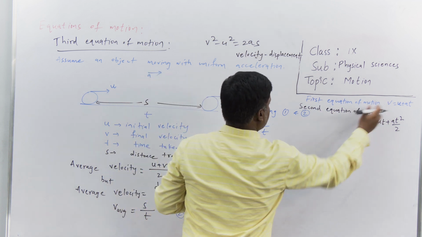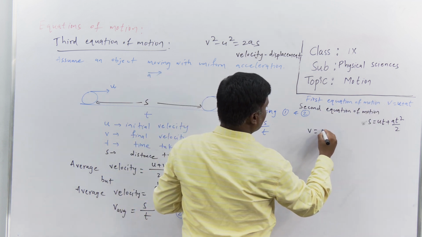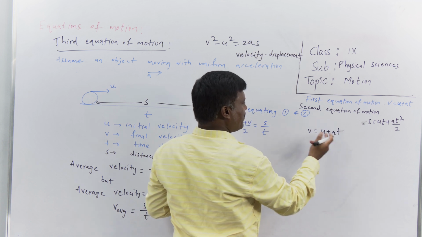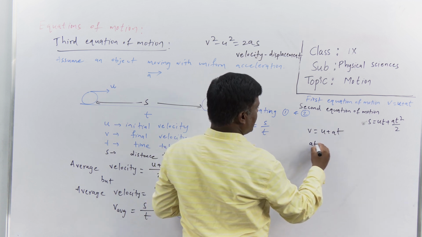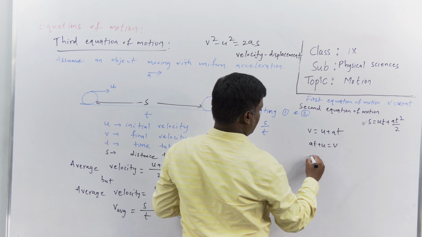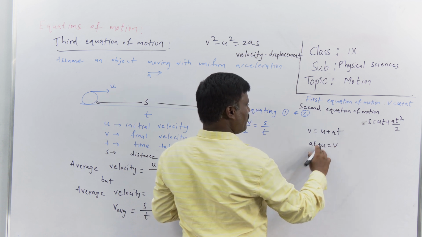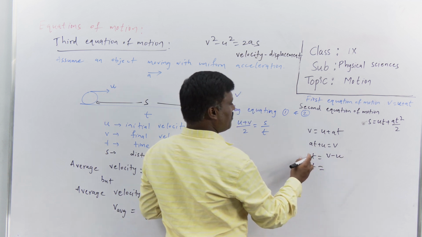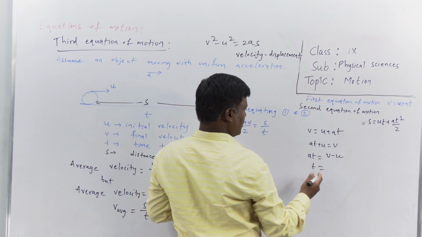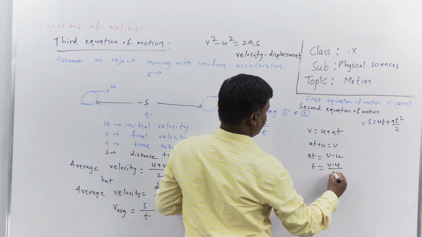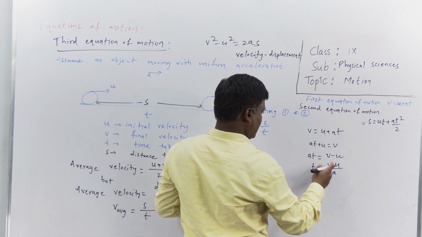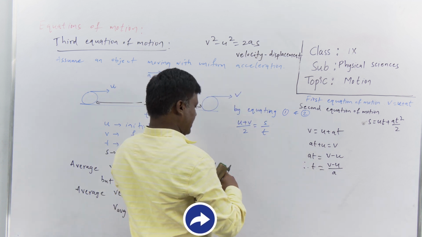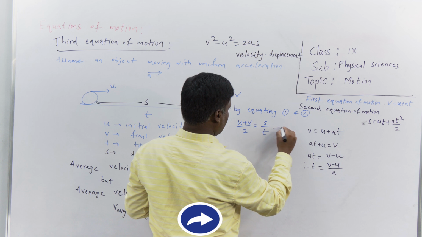Now what is the first equation of motion? v is equal to u plus at. Now I am going to write this formula in terms of t. Then at plus u is equal to v. at is equal to v, and if you transpose u towards RHS it becomes minus u. t is equal to, here a multiplies t, if you transpose to RHS it becomes the divisor: (v minus u) by a. This is the t value. Now this t value we will substitute in equation 3.